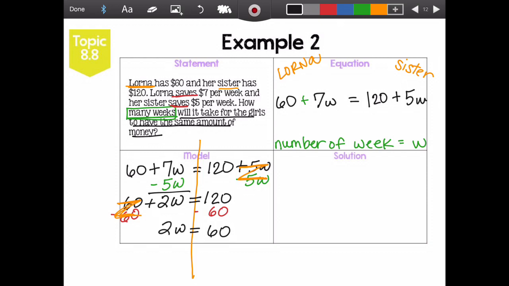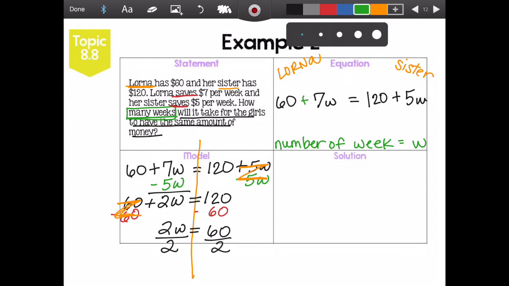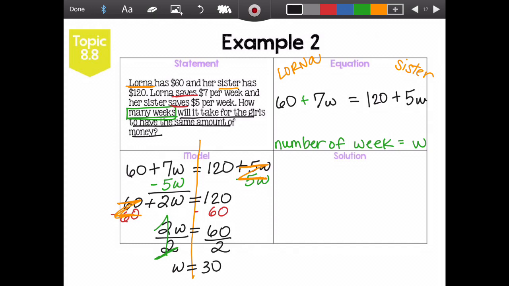Now again, I want W to be by itself. Right now it says 2W. I just want W. So in order to do that, again, the 2 and the W are held together by multiplication. So to get the W by itself, I'm going to have to use the inverse operation of multiplication, or the opposite, which is division. So I'm going to have to divide by 2 here to get W by itself. And I'm going to have to do that to both sides. 2 over 2 is just 1. So now I finally have the W, and 60 divided by 2 is 30.